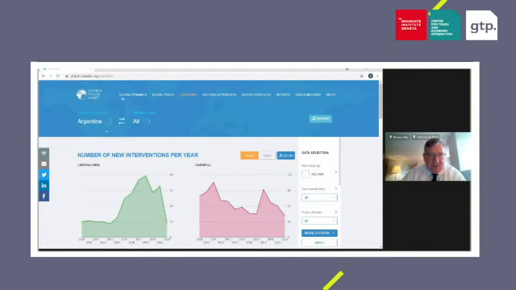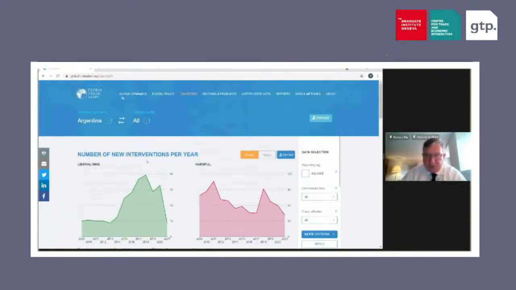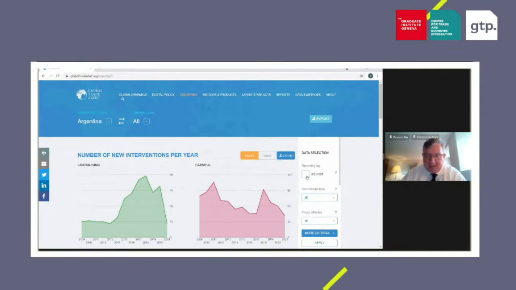This chart shows you all the measures which are implemented by Argentina, which affect every other country in the world. So we haven't filtered by affected trading partners. This is a summary of all of Argentina's measures affecting any foreign trading partner. Again, you can get annual totals, and you can do reporting lag adjusted changes if you wish. Everything we did on the global dynamics page, we can do on the countries page as well.